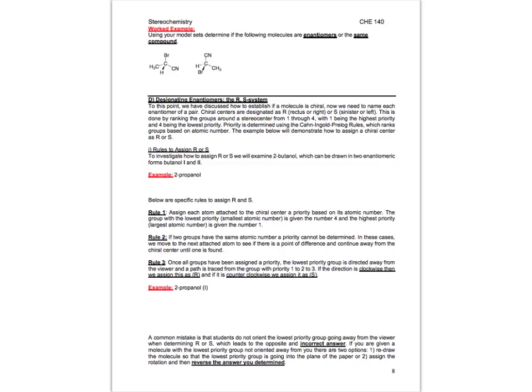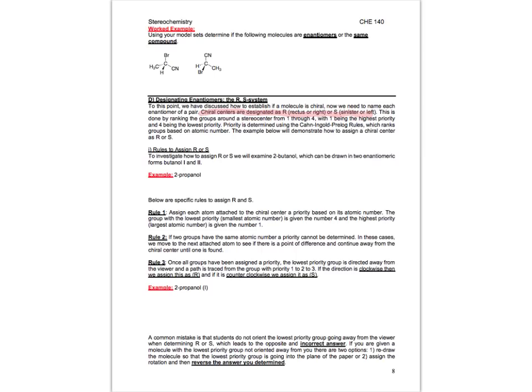Welcome to part 3 of stereochemistry. To this point, we've discussed how to establish if a molecule is chiral. Now we need to name each enantiomer of the pair. Chiral centers are designated as R, for rectus, or right, or S, for sinister, or left. This is done by ranking each group around the stereocenter from 1 to 4, 1 being the highest priority, and 4 being the lowest priority.